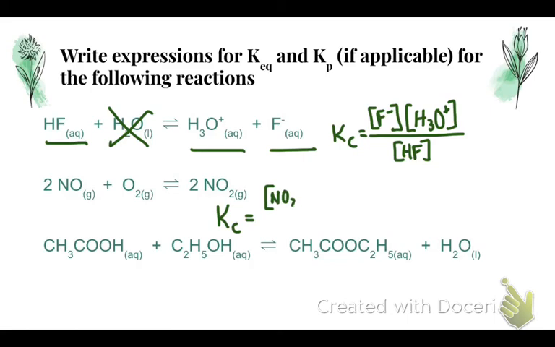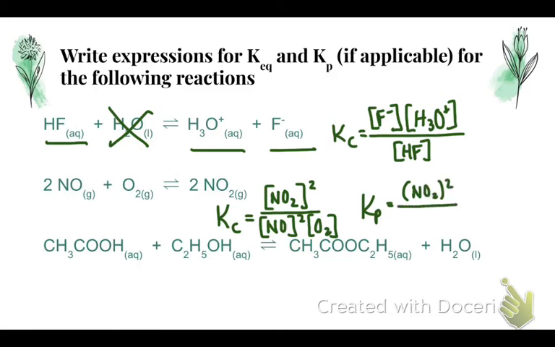So I would have NO2 to the second power because there's a coefficient of 2, and then I would write NO squared in the bottom, and then O2, like so. I could do the same thing for Kp if I were given the partial pressures of each of the gases. It would be set up the same way. I would just use parentheses because it's not really a concentration. So I would have NO2 squared, and then I would have NO squared and O2 gas, like so.